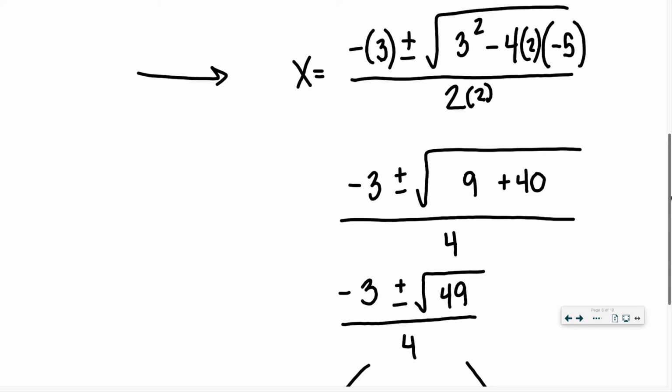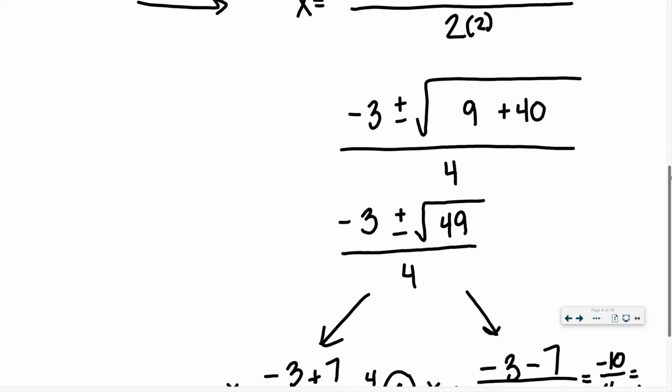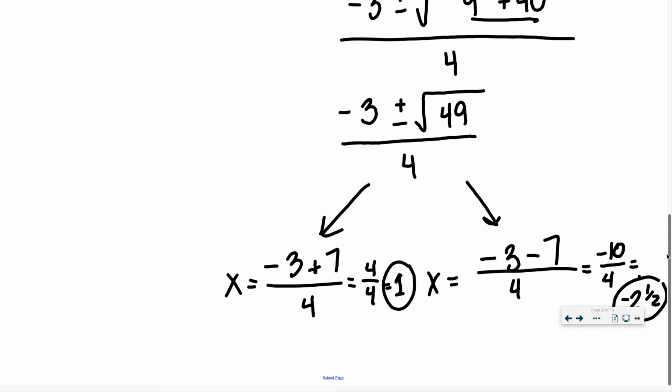So when we simplify it out, a negative 3 is here. 3 squared is 9. Negative 4 times positive 2 times negative 5 is positive 40. When I simplify everything in the radical, oh, and my denominator is 4. When I simplify everything in the radical, this is 49, which comes here, and I can simplify it here. At this point, the square root of 49 is positive 7 or negative 7. Right, it can be either one.